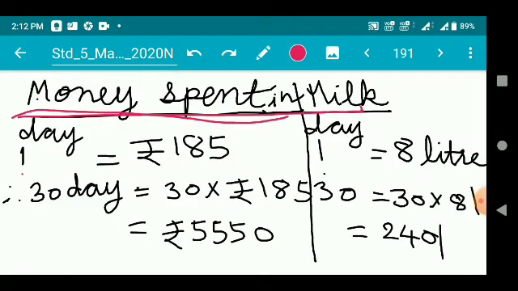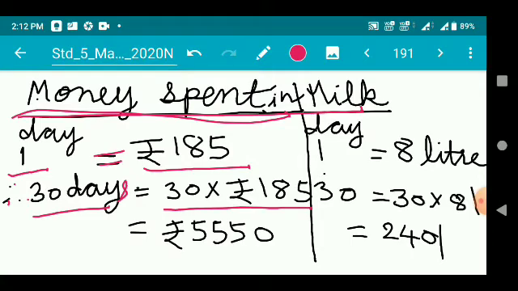Here money spent in 1 day is equal to rupees 185. So money spent in 30 days is equal to 30 multiply with rupees 185. If we multiply, we will get the product rupees 5,550. So money spent in 1 month is equal to rupees 5,550.